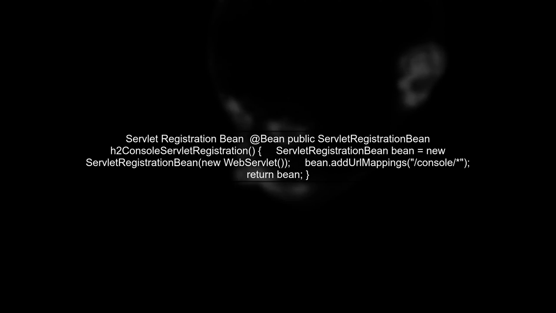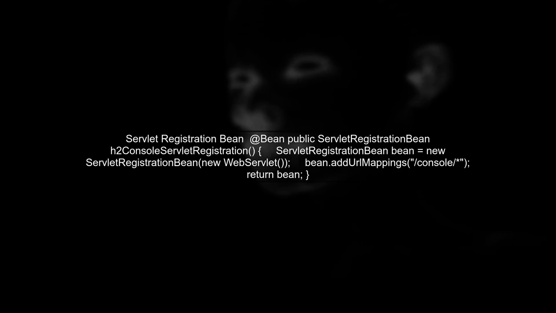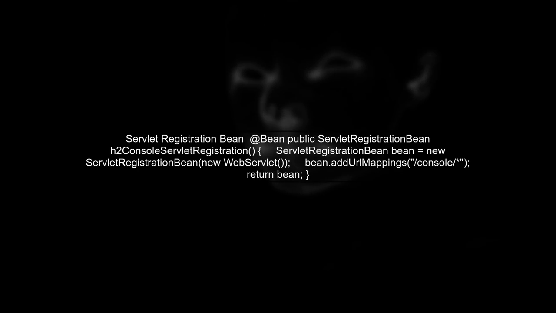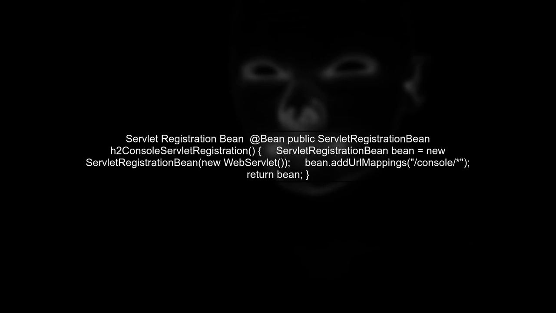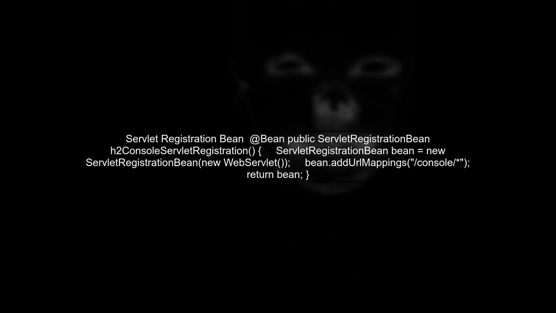Now, let's get started. To access the H2 console in your Spring Boot application, you need to ensure that your servlet registration is correctly set up. Let's start by reviewing the servlet registration bean you've created. Next, ensure that you are accessing the correct URL for the H2 console. The URL should include your application context. For example, if your context is app context, the URL would look like this.